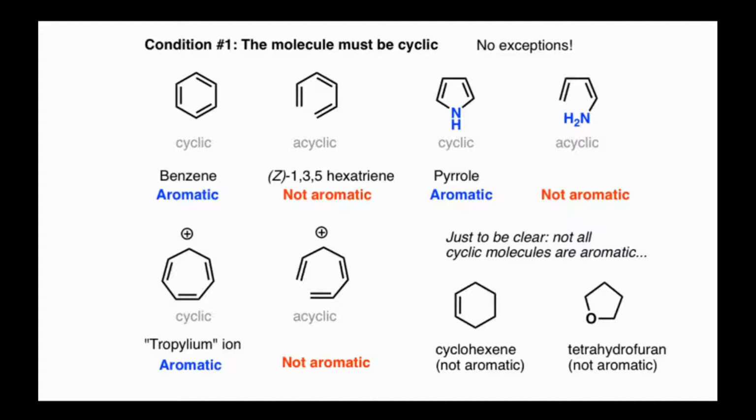So rule number 1 was that the molecule must be cyclic. If it's not cyclic, there's no question of it being aromatic. It will not be aromatic at all if it is not cyclic. As easy as that. If it is cyclic, now the question arises: it could be aromatic and it could be not aromatic. So we will discuss more rules in the next video parts.